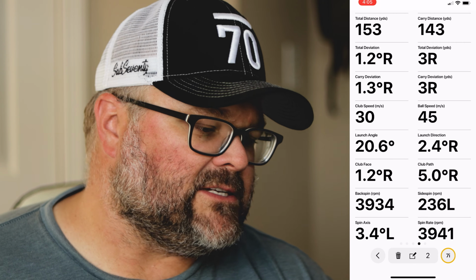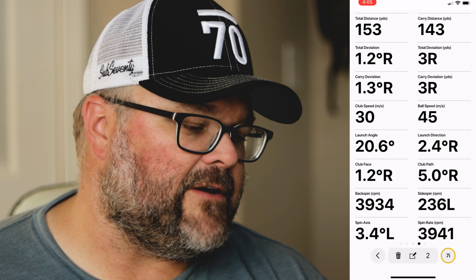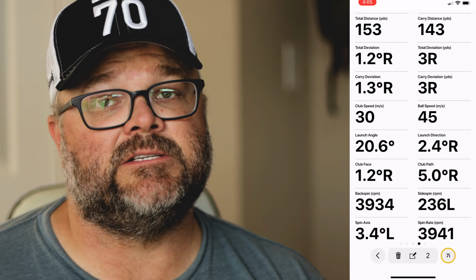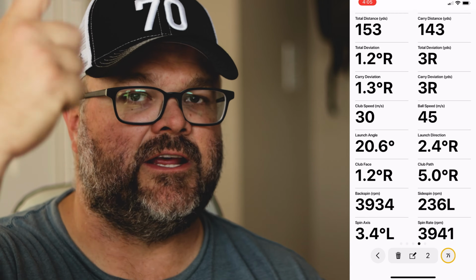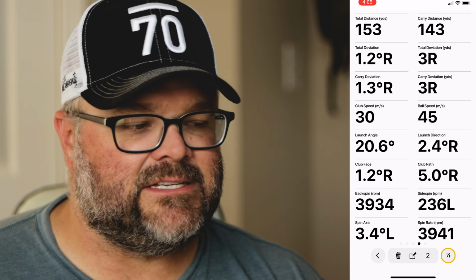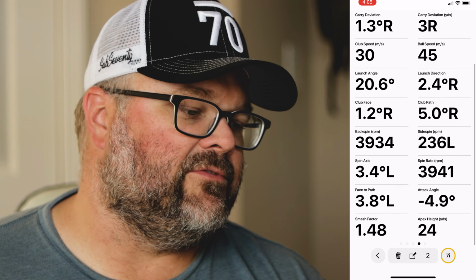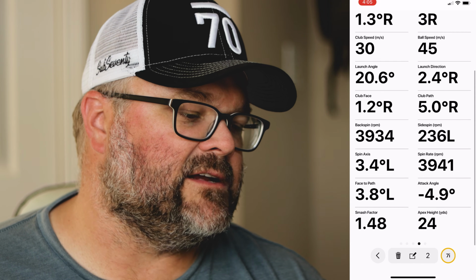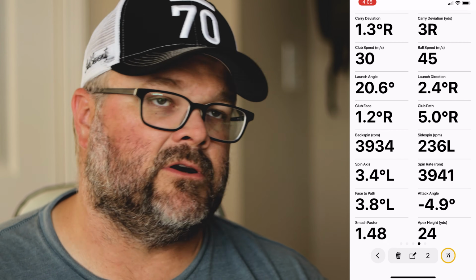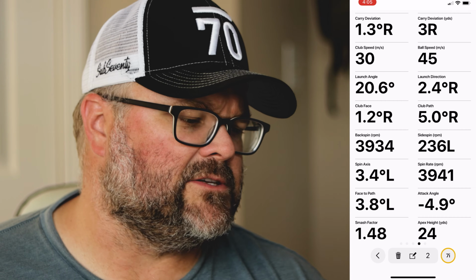So the rest of the numbers on here are going to be fairly similar, except we do have a spin axis number on this as well. That's just going to be 3.4 to the left. That's just the angle the ball is tilting as it's spinning. So, I mean, it's fairly similar to side RPMs, right? It's just going to give you that. You got the same stuff, face to path, angle of attack, apex height, 24 yards, so 72, or no, what is that, 72 feet? I think so.